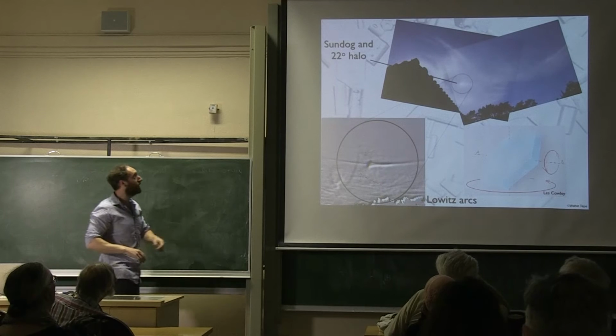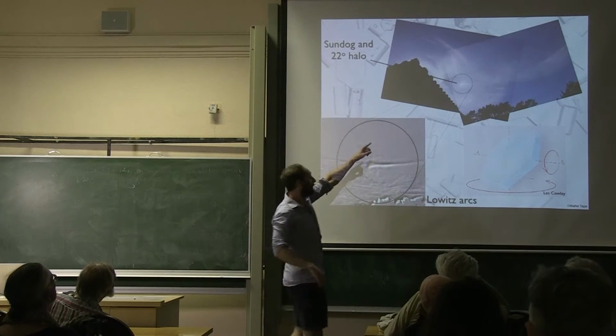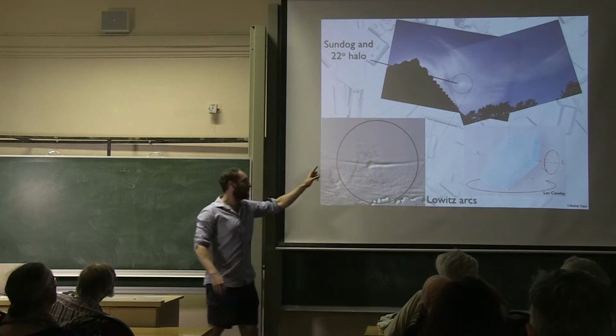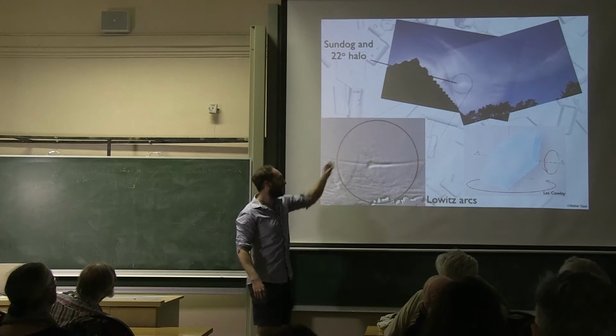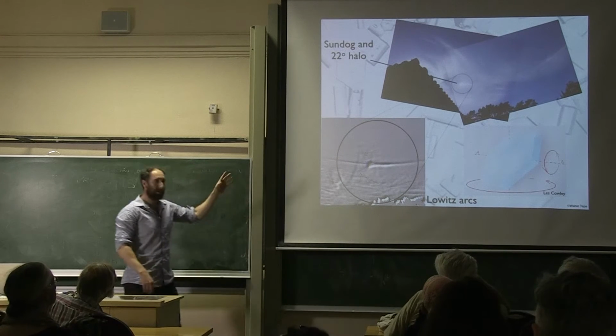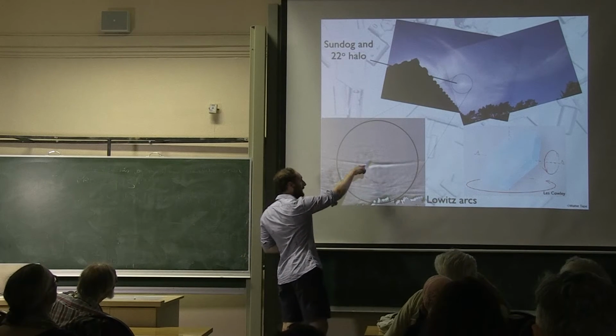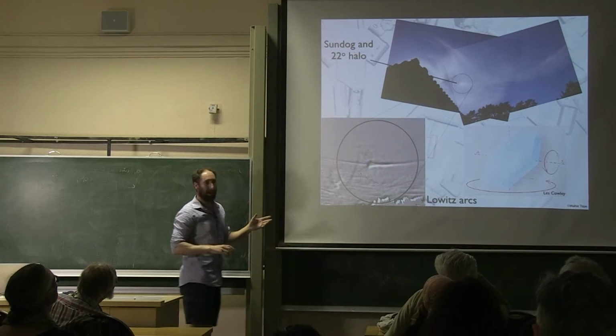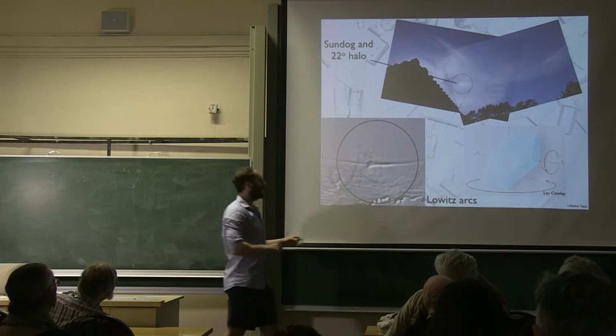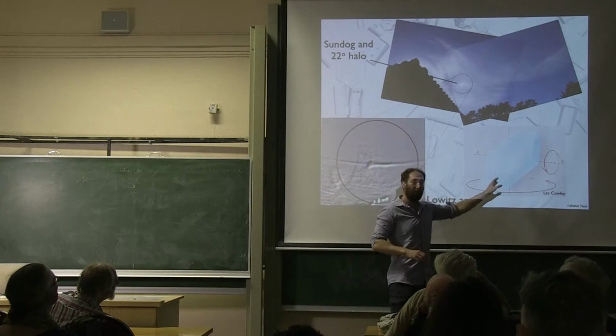So here we have the sundog and the 22-degree halo, but in particular, if you zoom in on this region of the photograph, so I took hundreds and hundreds of photos these days, and if you zoom in on this, what you see are these very, very subtle effects. These are all Lowitz arcs, and these Lowitz arcs are actually caused by a very specific orientation of the crystal.